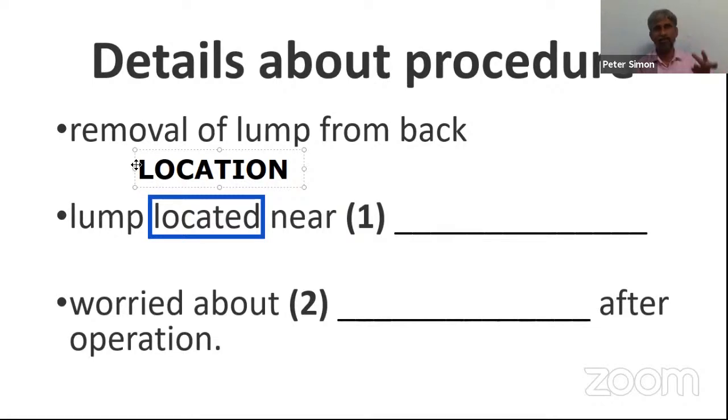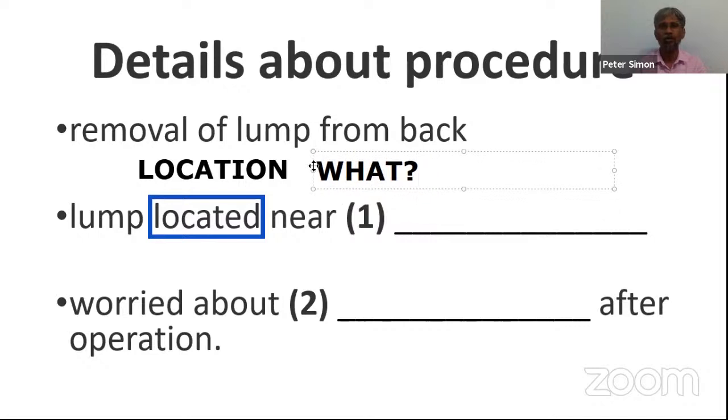S-I-G-H-T, sight, means eyesight, vision. Now here you have to identify: location means place, where it is. Near. Near what? Near what part of the body? Near which part of the body? Or what part of the body? Or which part of the body?